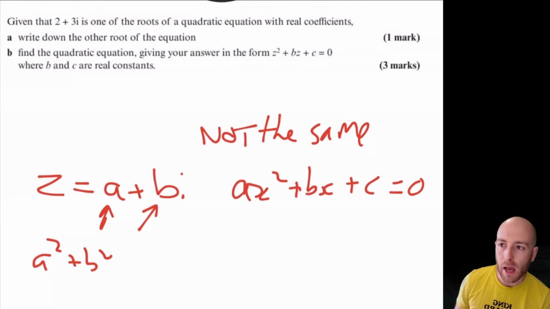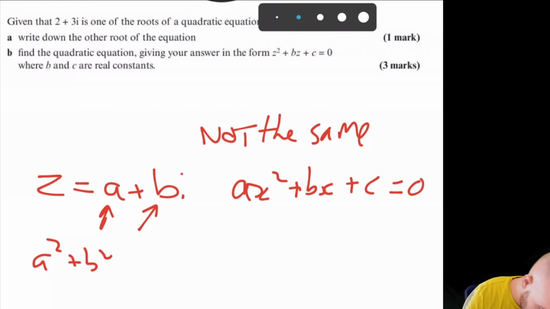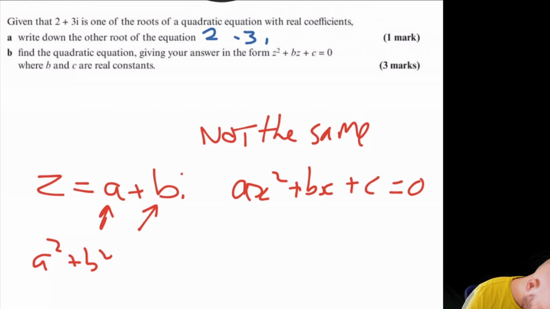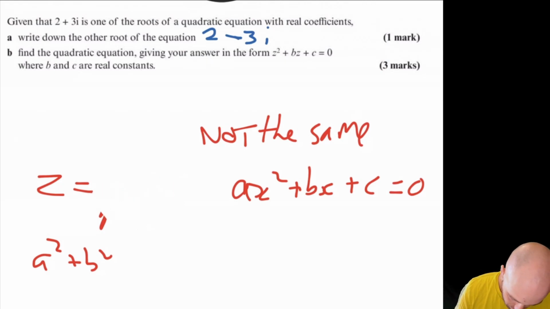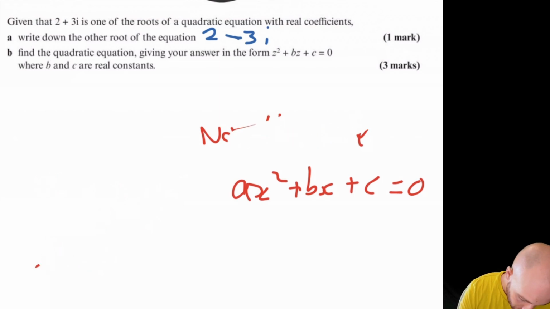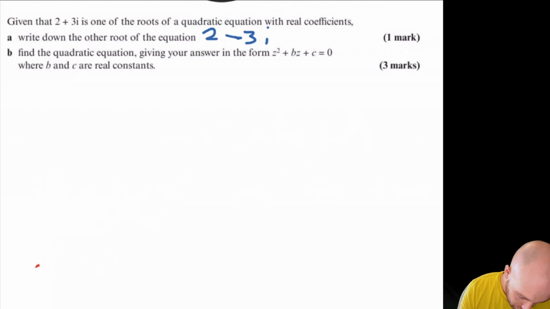Cool. Right. So if 2 plus 3i is one of the roots, the other root is going to be 2 minus 3i. Find the quadratic in the form z squared plus bz plus c. So we could expand those. Well, the term on the end is going to be easy enough.